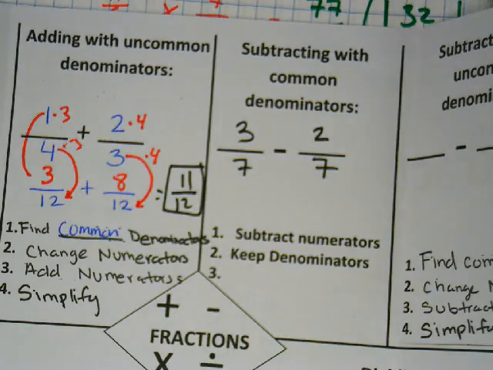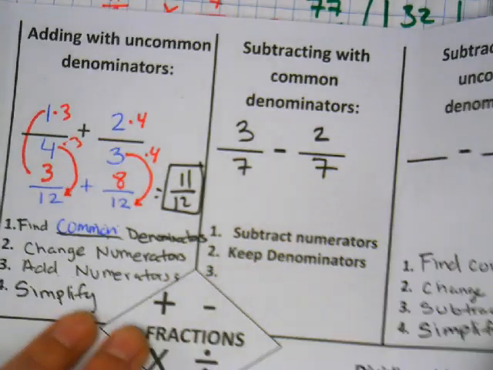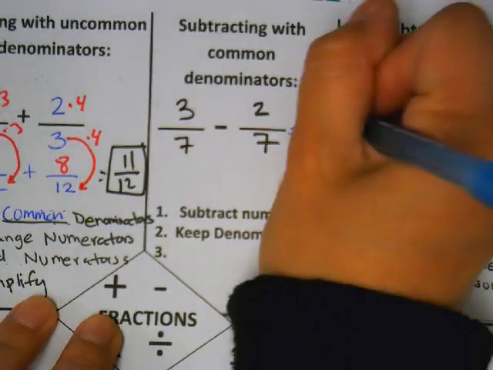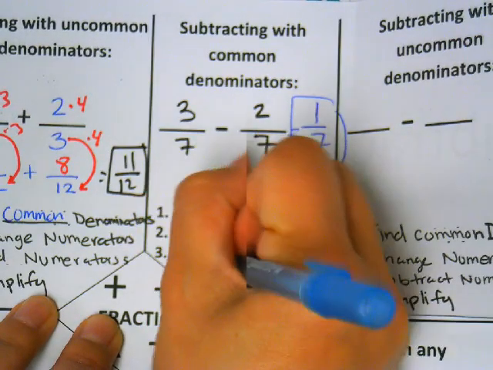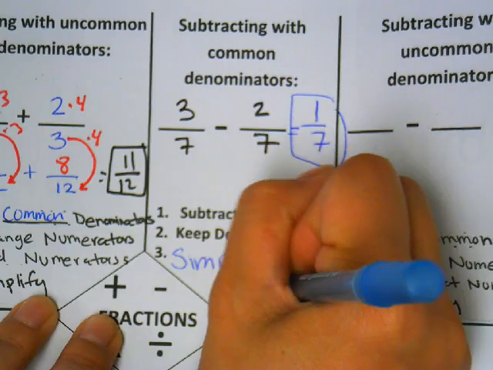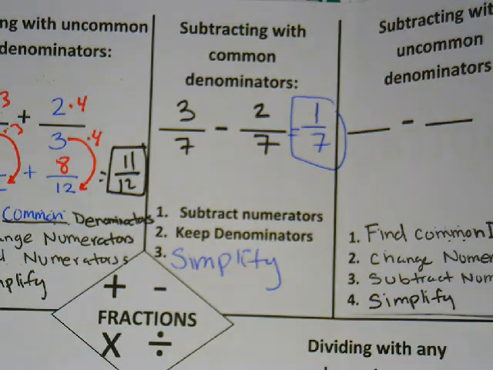All right. And I think you said something like this: 3 sevenths minus 2 sevenths. They have common denominators, so it's super easy. Now this one, I think only one of you added in the homework instead of subtracting. Crazy, I know. 3 sevenths minus 2 sevenths is 1 seventh. And of course, simplify if you need to. But this example that was given to us, no need to simplify. Of course, always simplify. Always.